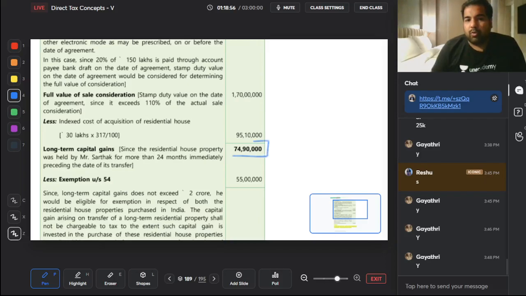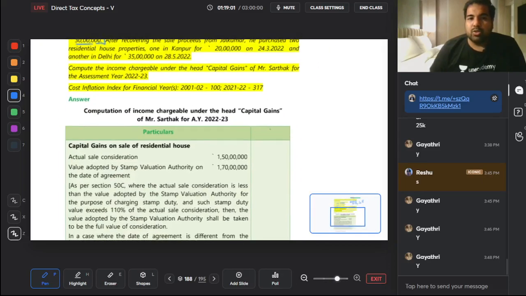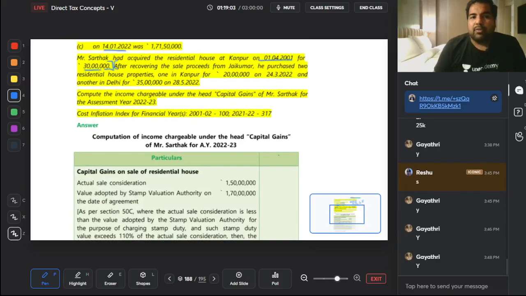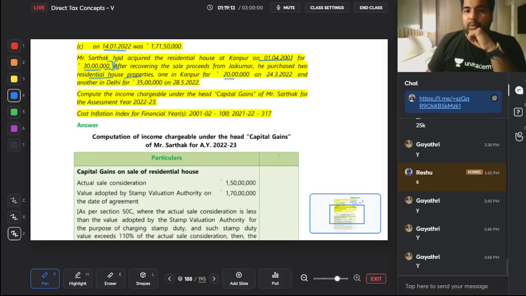Now, do you want to pay tax on 74 lakh 90? No, I don't want to pay. So let's see the exemption. After receiving the sale proceeds from Jaykumar, he purchased 2 residential house properties. Can he buy 2? Yes, he can buy 2 because your long-term capital gain is up to 2 crores. One in Kanpur for 20 lakh and one in Delhi for 35 lakh. Guys, make sure you're buying it within 2 years. So no problem, within 2 years, 20 and 35.